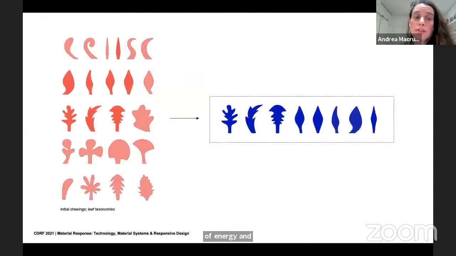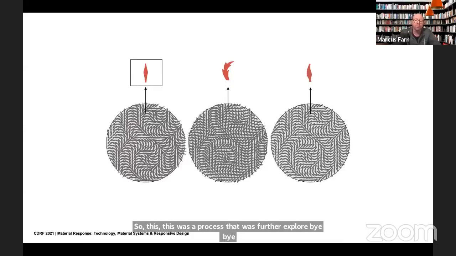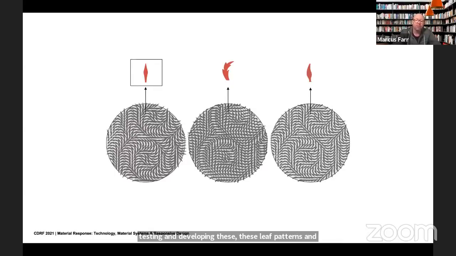And the initial sketches and study for material explored shape grammars of leaves and how the shapes worked with bending when heated. So decisions were made regarding the performance quality of the leaf shapes. We chose alternatives that were sun leaves and some as shadow leaves. Yeah. So this was a process that was further explored by testing and developing these leaf patterns, and ultimately deciding on one leaf profile that behaved with the most consistency, and then grouping that into a composition that could respond to people in the right size and related patterns.